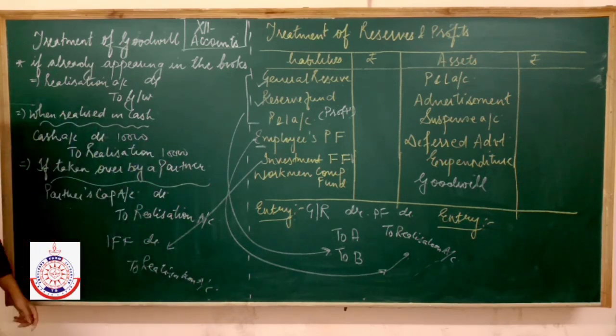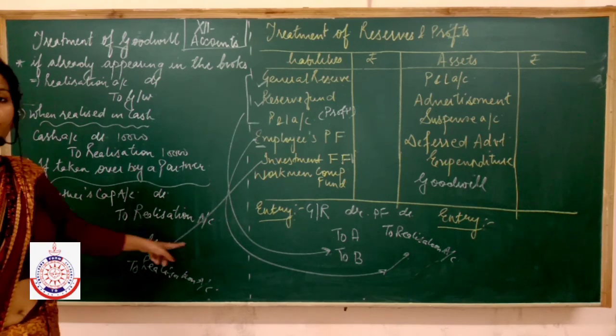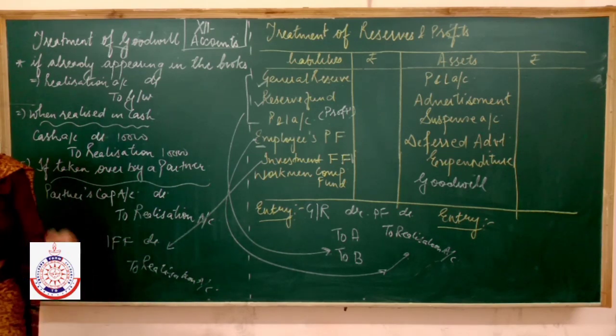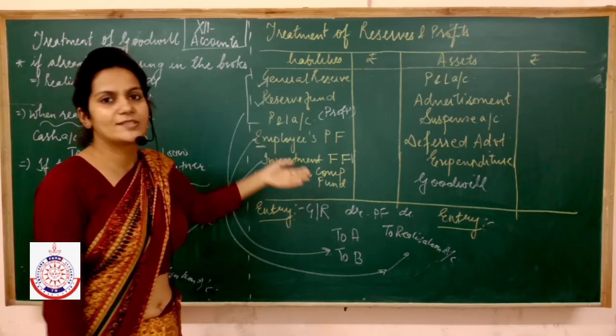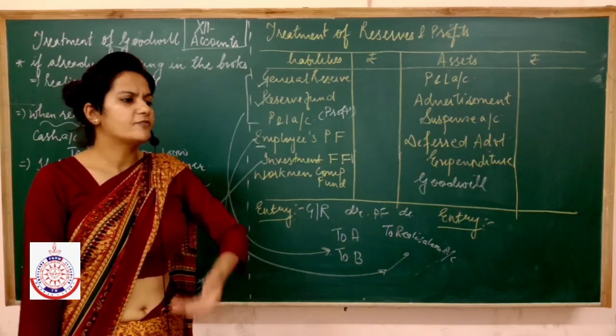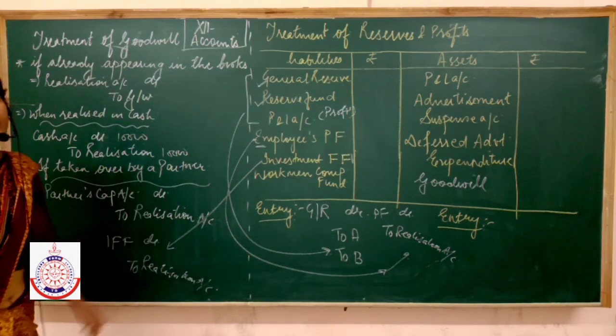IFF is debited to the realization account. You are going to transfer this IFF to the realization account. And why on the credit side? This I can tell you, because funds always have a credit balance. If I have to make their book value 0, then obviously I have to debit that IFF.